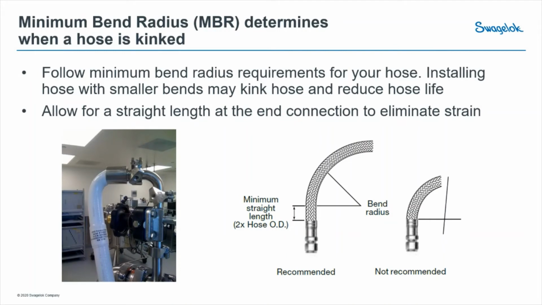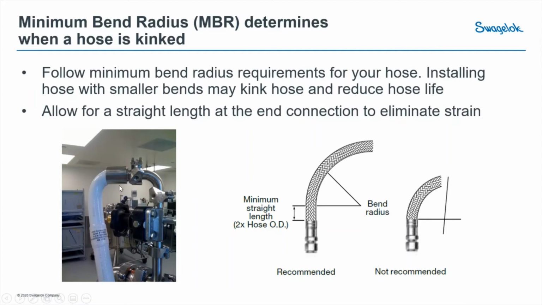So here's a similar slide, although I'm going to highlight this middle picture where you see the recommended. This has the 2 times the OD minimum straight length. So you need that coming off your end connection, just so you're not straining your end connection and kinking at your end connection. If you look here on the right, this comes right off the end connection and bends pretty sharply. Well, that's going to cause a ton of strain, shear stress too, on your end connection. It's going to kink there, and it's going to ultimately fail there.